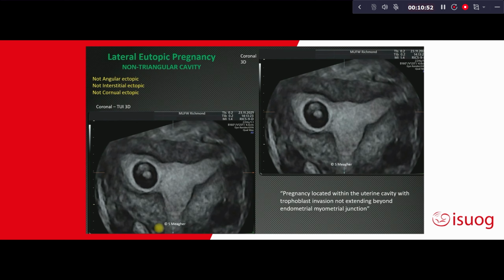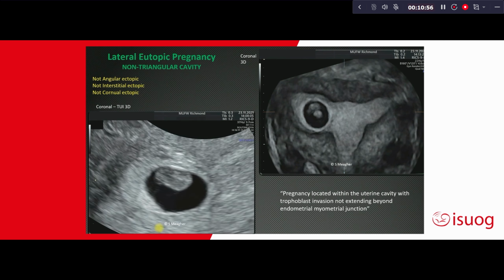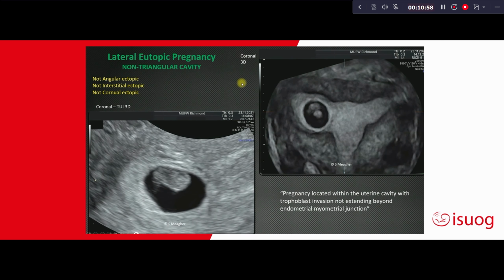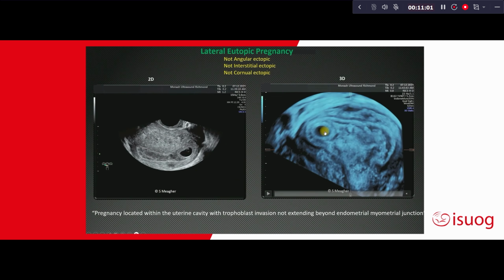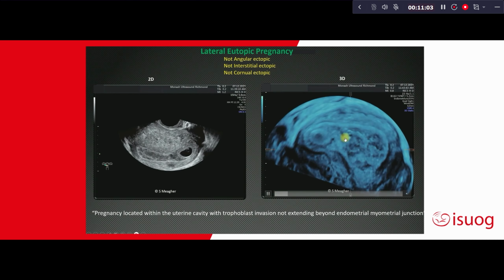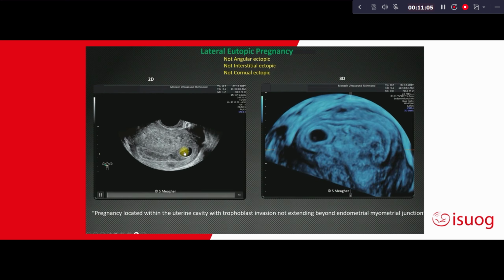We do not use the term for this as being an angular ectopic. We do not use the term coronal ectopic. It is not interstitial. It is lateral ectopic. In this case here, it can be a little bit more challenging as you come across on this. Let me actually show you the 2D.